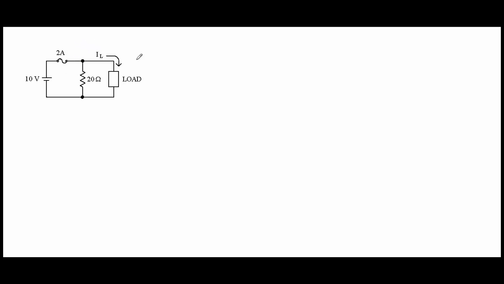So in this problem we have a load, and the total circuit cannot have a current more than 2 amperes. That's the idea. And the question is, what is the minimum value of the load or the maximum value of the load that will achieve that? If we go beyond that value, how much is the current going to be? It should not exceed 2 amperes.